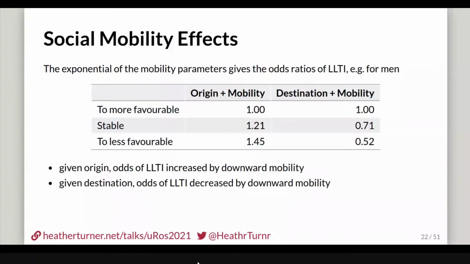So we can see that given origin, the odds of long-term limiting illness are increased by downward mobility, moving to less favourable groups. And given destination, the odds of long-term limiting illness are decreased by downward mobility. So these are sort of two sides of the same story.